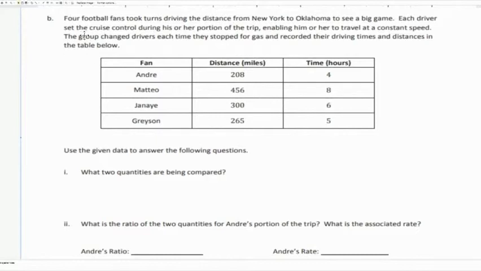All right, so we have 4 football fans who take turns driving the distance between New York and Oklahoma to see the big game. Each driver sets the cruise control. In case you don't know what cruise control is, it just sets the car at a constant rate of speed so it doesn't change. That way you can relax a little bit more. Cruise control during his or her portion of the trip enables him or her to travel at a constant rate of speed. The group changes drivers each time they stop for gas and records their driving time and distance in the table below.